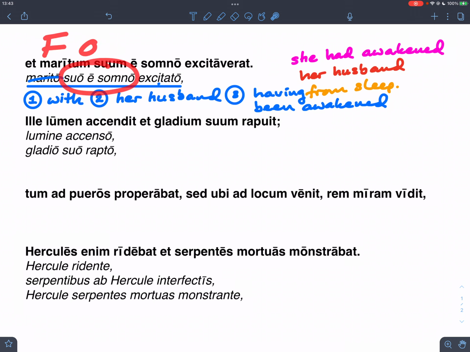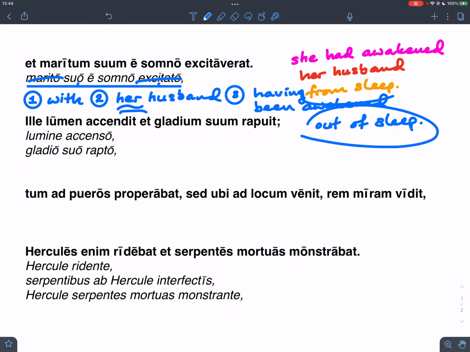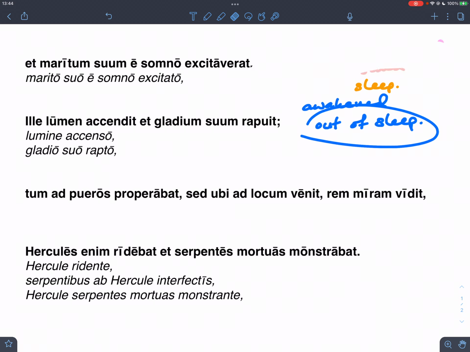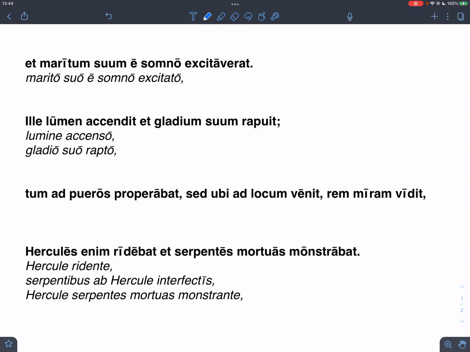Right? So remember my principle: first you do the outside words. I've done the outside words. You do the inside words last. So it looks like suo is going to be the word "her," his or her. I can add that already. So with her husband, having been awakened, a somno is going to mean out of his sleep. Notice it meant the same thing, from sleep, out of sleep, as it did in the first sentence. Okay, so that's the first grouping there, the real sentence, and then back to the ablative absolute.